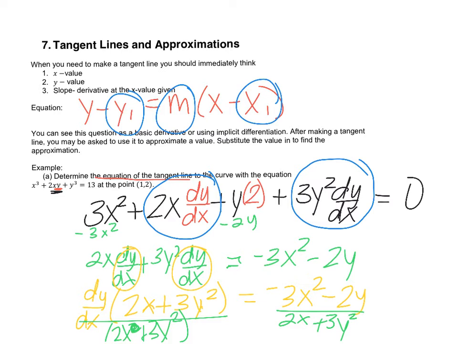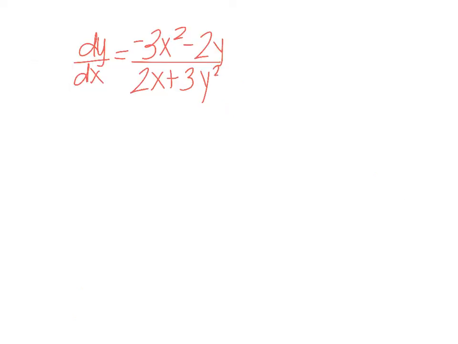Alright, so I'm going to write this over on another page. So what was the point of this, right? We're finding the equation of the tangent line. Why did I take the derivative? Well, because I need the slope, right? I have the point. The point was (1, 2).